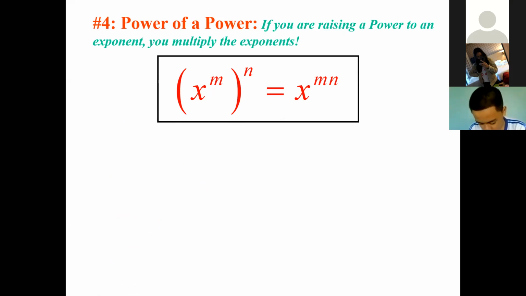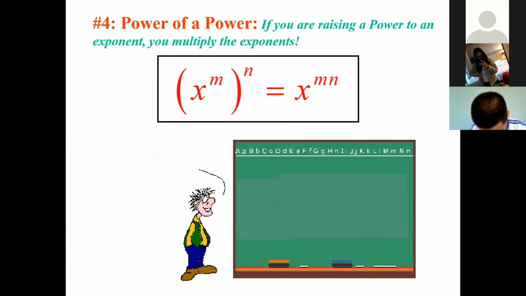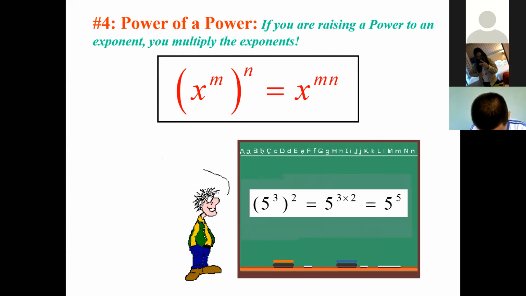Say, x to the power of m raised to the power of n is equal to x to the power of mn, or m times n. So for example, we have here 5 to the power of 3 raised to the power of 2 is equal to 5 to the power of 3 times 2. What is 3 times 2, class?